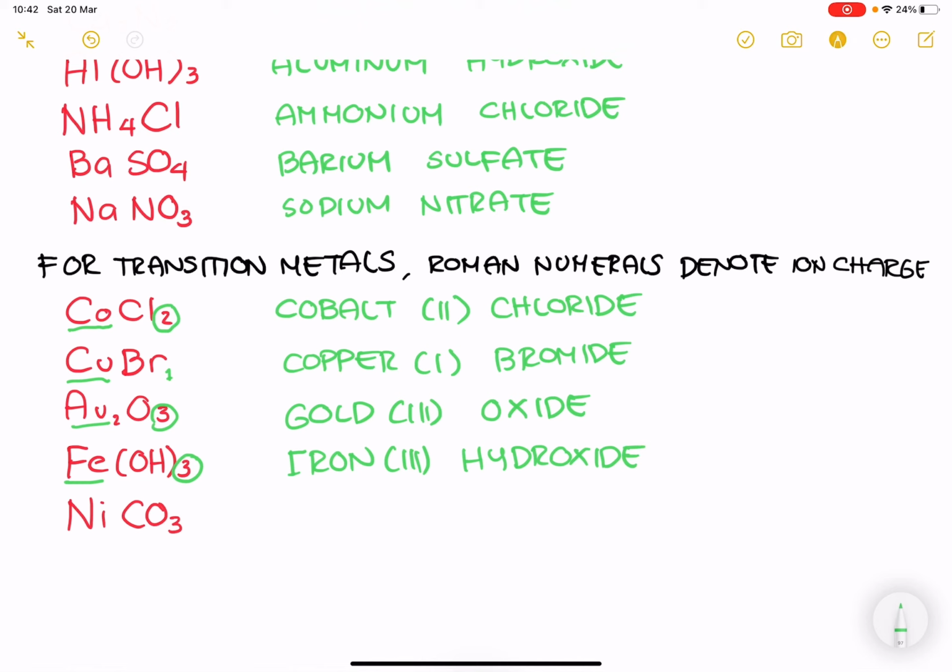And lastly, we have nickel. Beside it is a carbonate ion, which actually has a charge of -2. Thus, nickel should also have a charge of +2. We call it nickel carbonate.